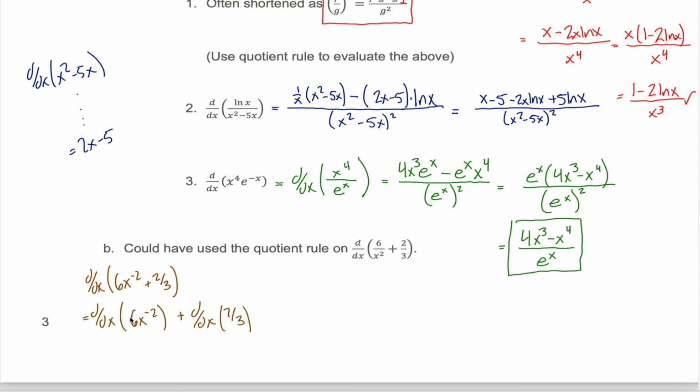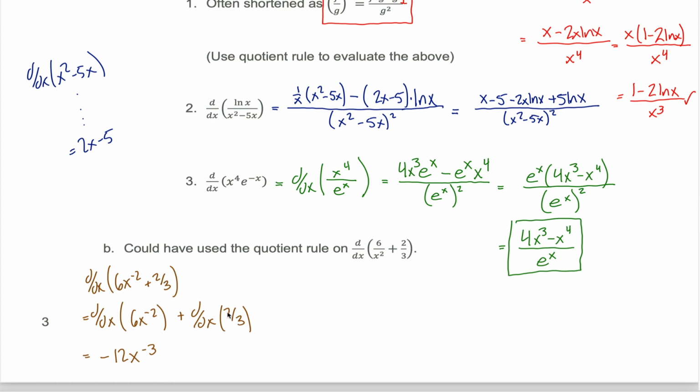The derivative of 6x to the negative 2, you bring the 6 out in front. You multiply that by the derivative of x to the negative 2 power, which is negative 2x to the negative 3 power. And when all the dust settles, I think you'll get negative 12x to the negative 3rd power. What about the derivative of 2/3?